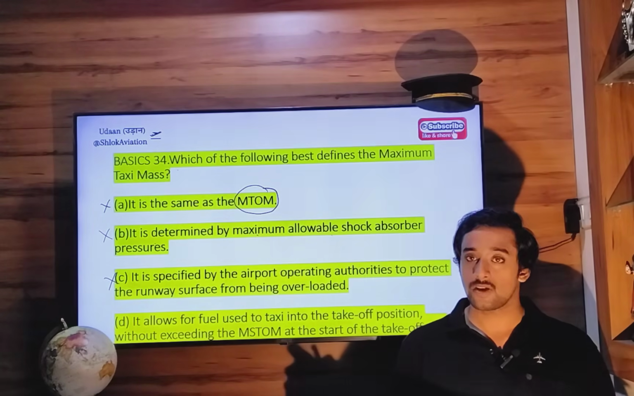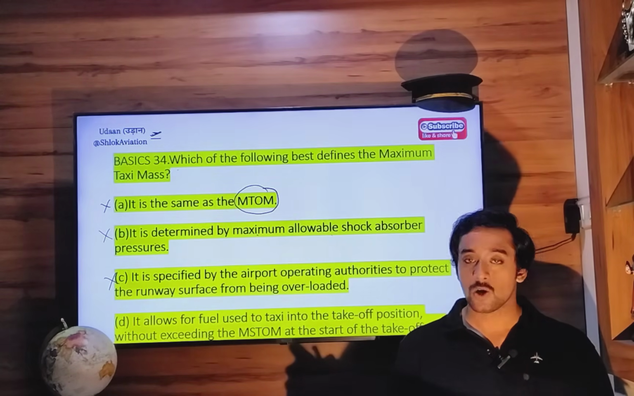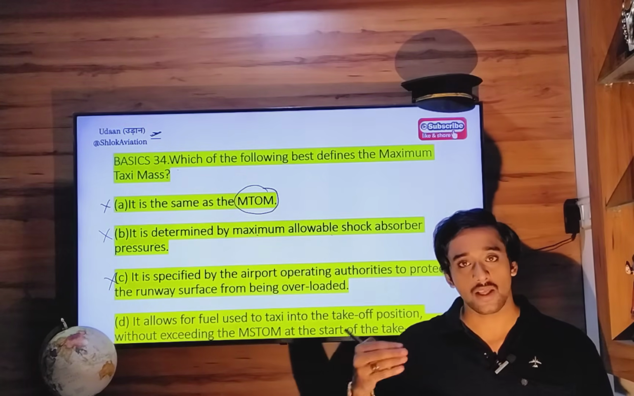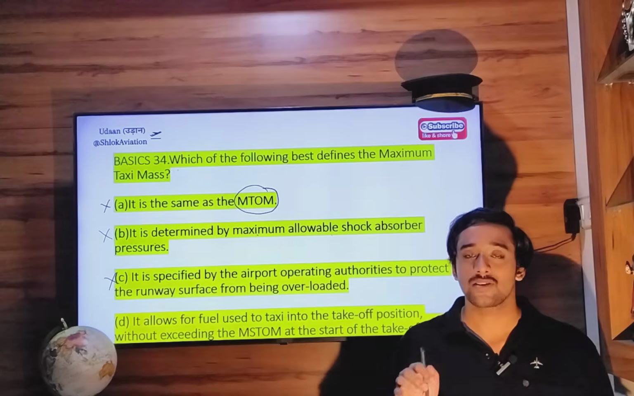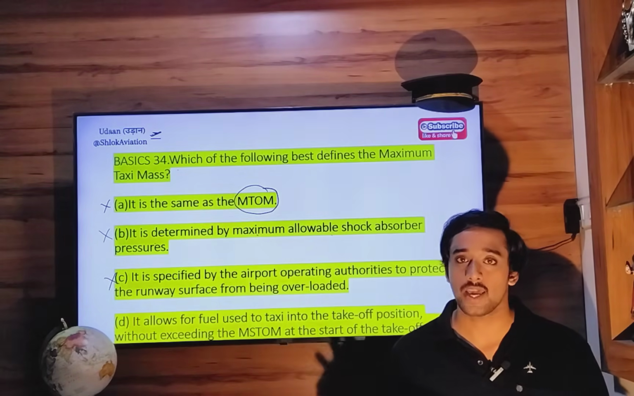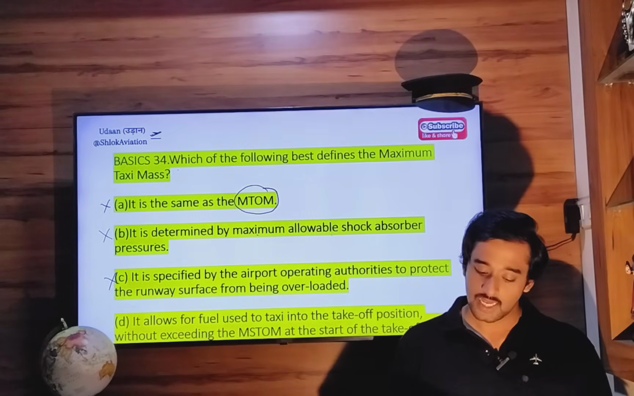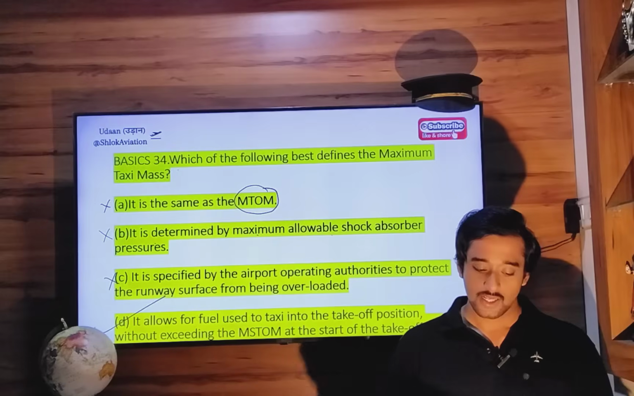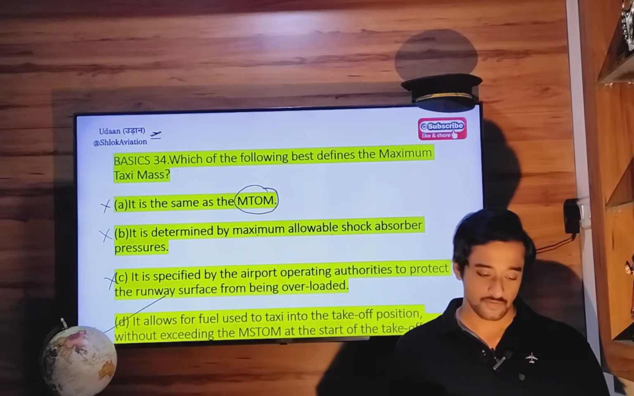It allows for fuel use to taxi into takeoff position. What is takeoff position? Nothing but entering the runway, lining up your aircraft with the runway center line, and positioning it ready for takeoff without exceeding maximum structural takeoff mass at the beginning of the takeoff run. So delta is the right option.